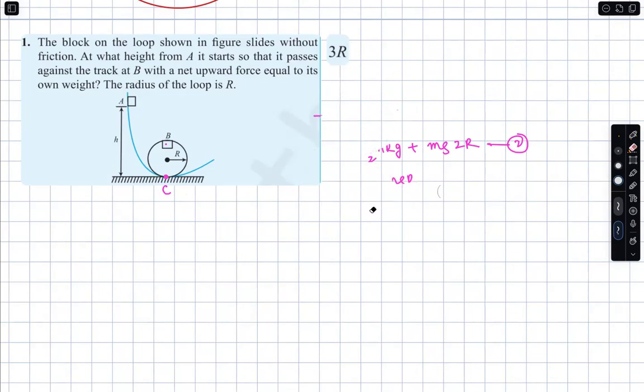If you ask a doubt, I'll write it in one step. Super. Please ask like that. Please ask like that. You have released here. It has reached here.